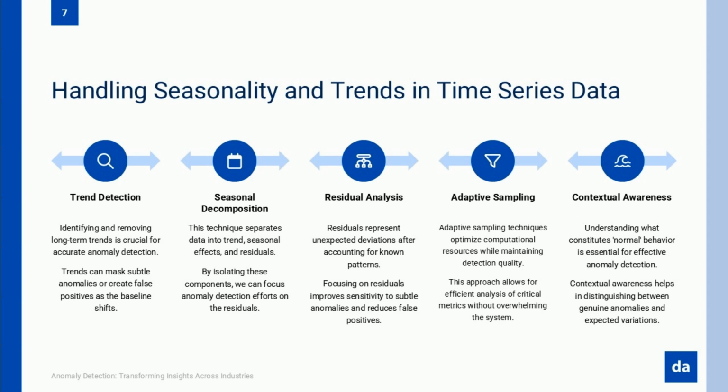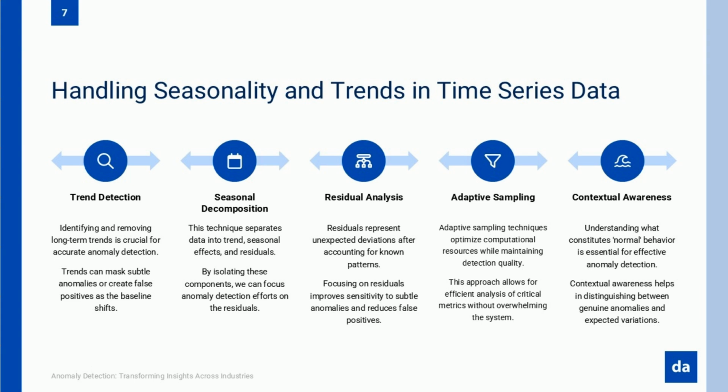Did you know that naive detection systems misinterpret up to 75% of seasonal variations as threats? This isn't just inefficient, it's a fundamental breakdown that blinds your system to genuine anomalies hiding within expected fluctuations. Time series data presents unique challenges that standard tabular data approaches simply can't handle.